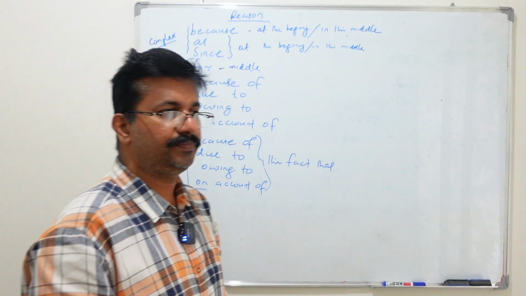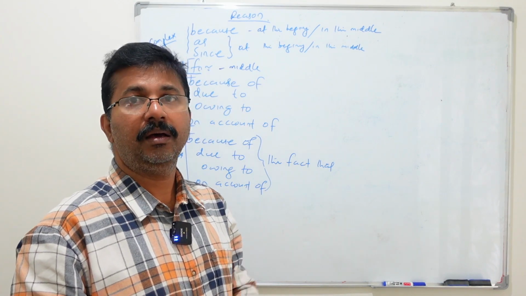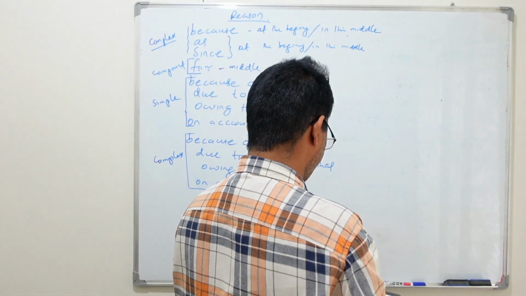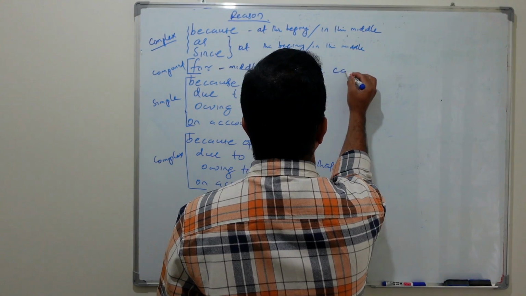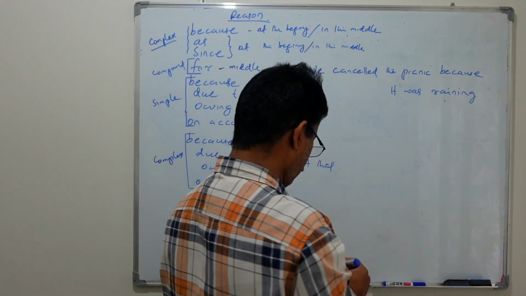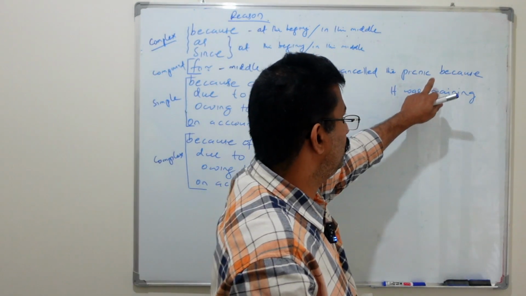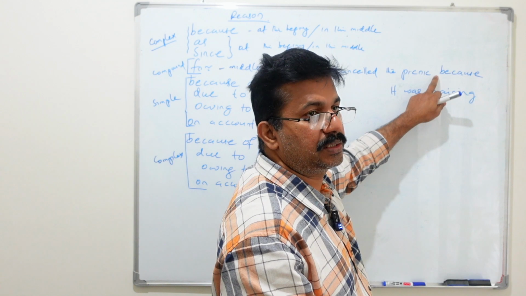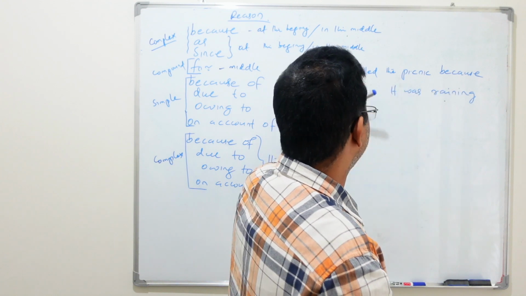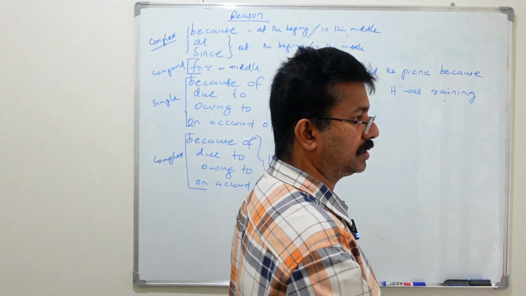Now I'm going to help you understand these expressions better by making sentences on the board. I'm going to write them. First, we cancelled the picnic because it was raining. You don't have to put any comma before because. No comma before because, no capital letter for B, because this is one sentence. We cancelled the picnic because it was raining.